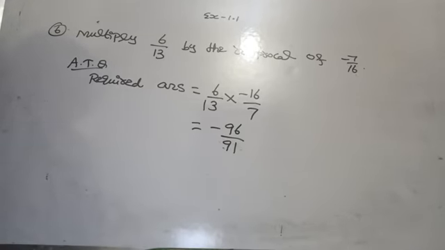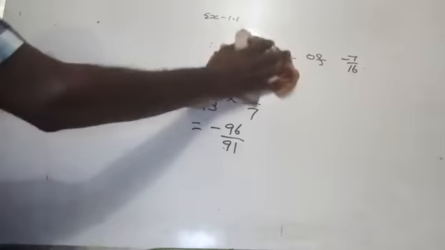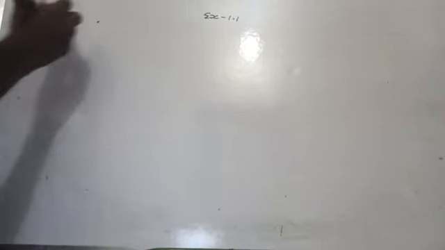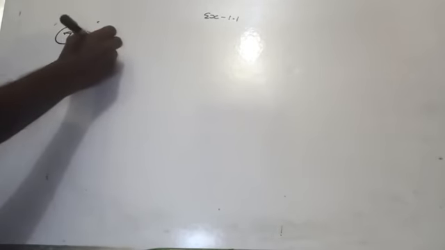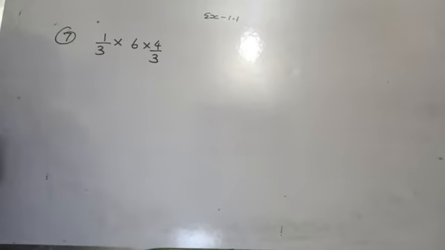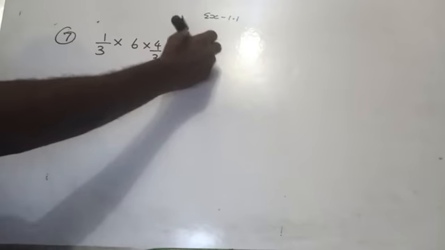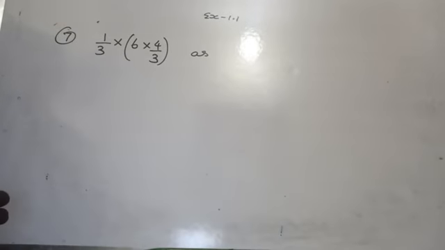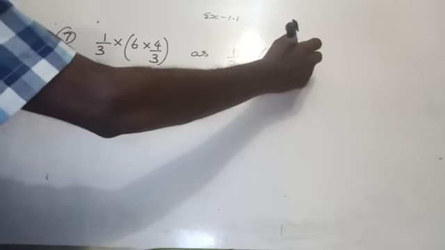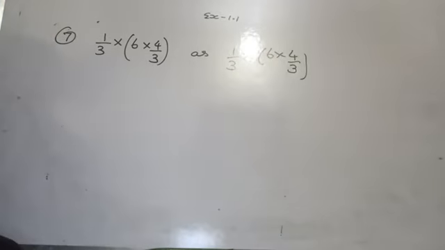Question number 7. Name the property that allows you to compute 1 by 3 into 6 into 4 by 3 as 1 by 3 into 6 into 4 by 3, regrouped. Yes, it is the associative property.